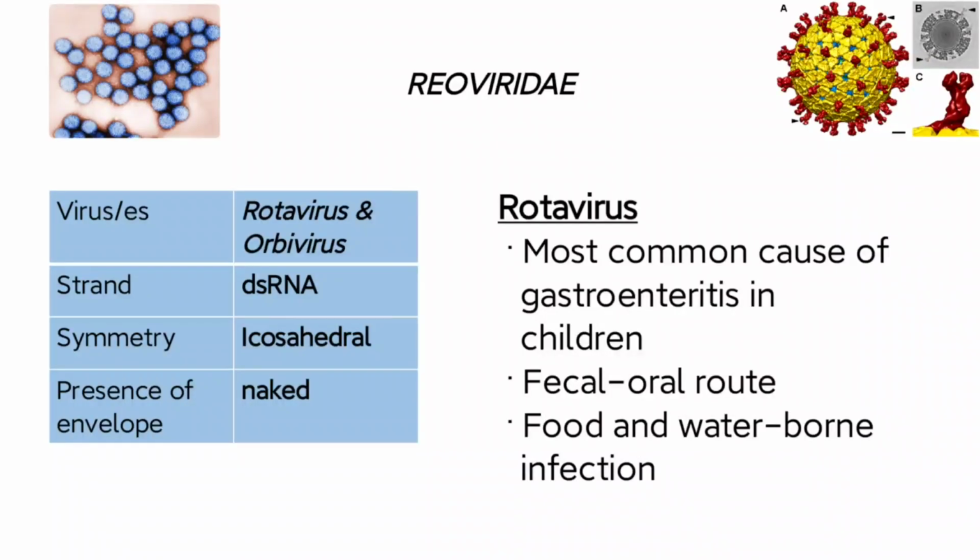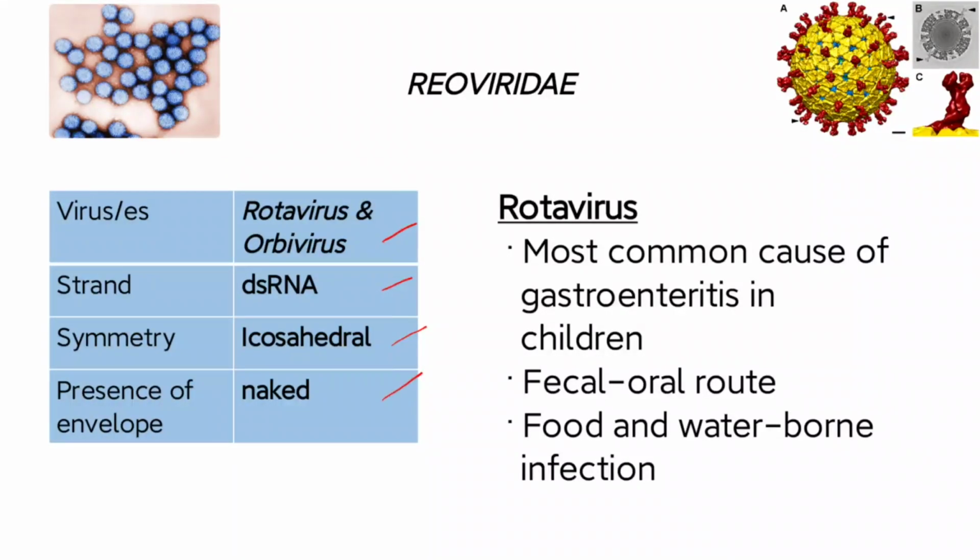So, first is the Reoviridae. So, for the viruses, meron tayong rotavirus and orbivirus. Okay? Ang strand nito is double-stranded RNA. Siya lang naman ang kaisa-isa dito. Symmetry, meron siyang icosahedral, and then presence of envelope, it is naked.